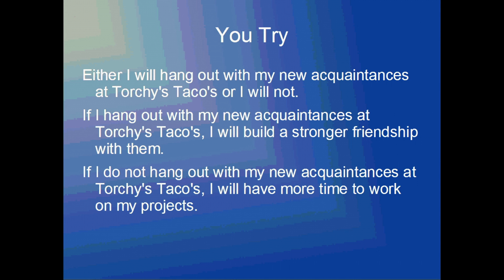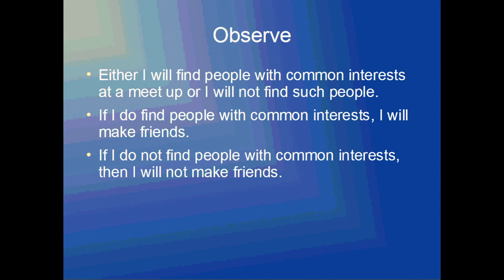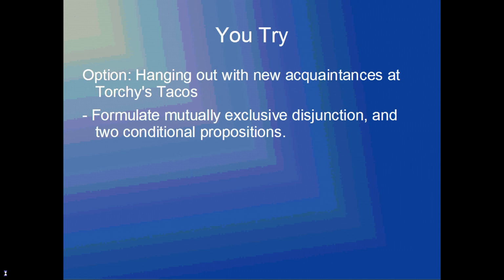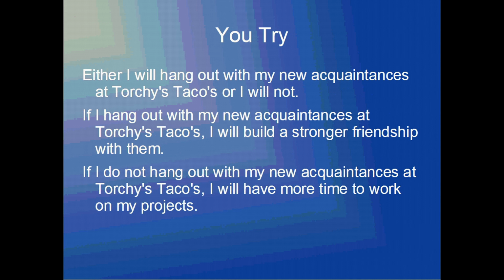So no matter which choice I pick, we know what will happen. Either I will build a stronger friendship with these acquaintances, or I will have more time to work on my projects. Now also, what you need to notice about this is, I know this is a bit different from my original example, which either negated the possible consequence or affirmed it. Here, the consequences are significantly differently worded from each other.